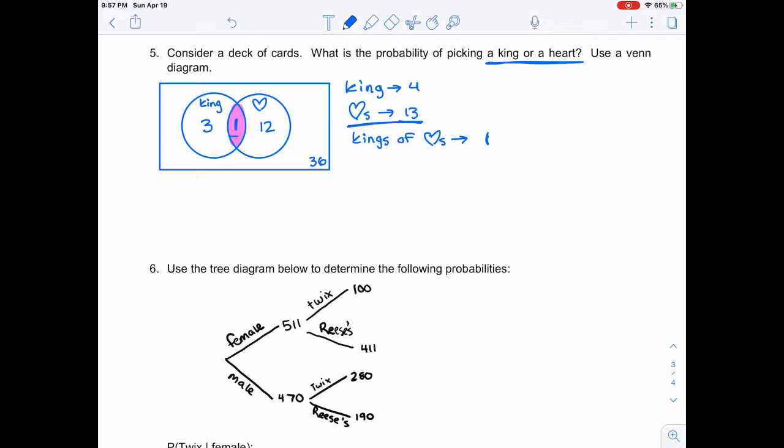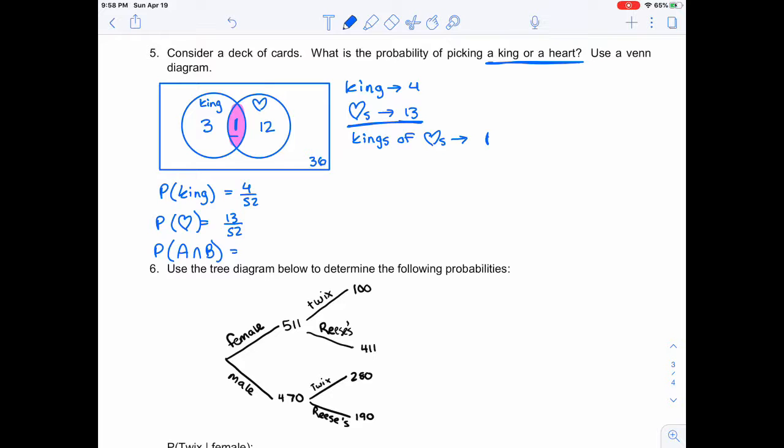So again, our events are getting a king or a heart. So a probability of getting a king, we know there's 4 of them, so that's going to be 4 out of 52. Our probability of getting a heart is 13 out of 52. And then again, using that Venn diagram, I'm just going to say A and B here.